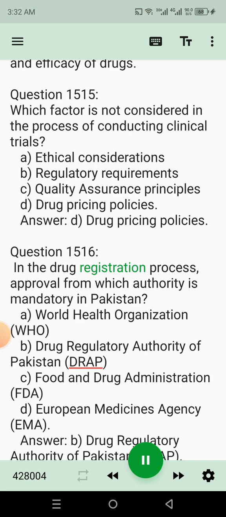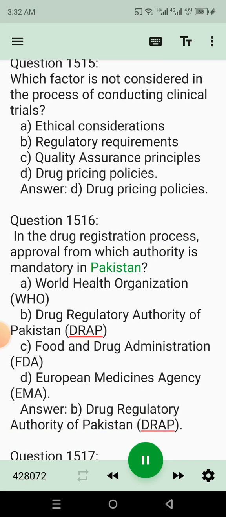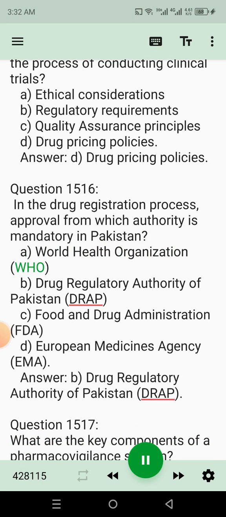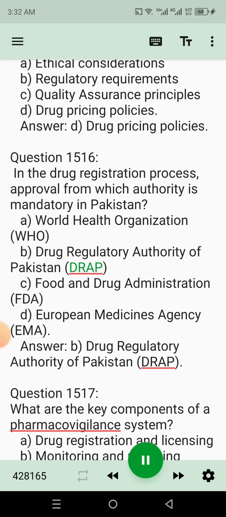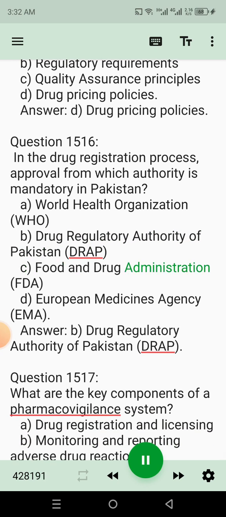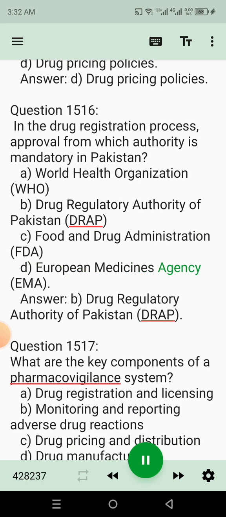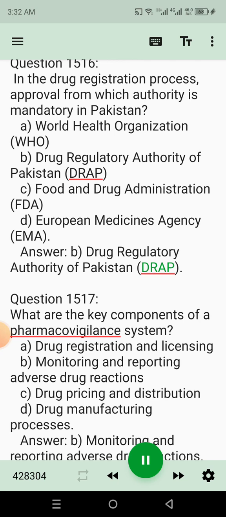Question 1516. In the drug registration process, approval from which authority is mandatory in Pakistan? A. World Health Organization (WHO). B. Drug Regulatory Authority of Pakistan (DRAP). C. Food and Drug Administration (FDA). D. European Medicines Agency (EMA). Answer. B. Drug Regulatory Authority of Pakistan (DRAP).